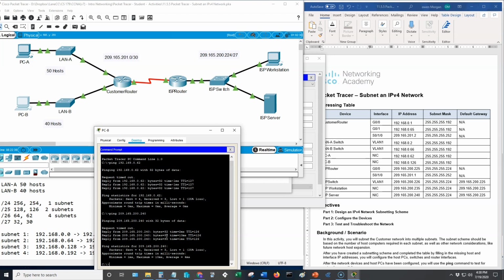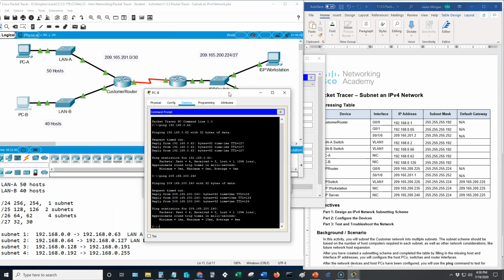You can, if you'd like, go ahead and test your other devices to see if they're working correctly. If they're not, just go back and make sure that you've got the correct settings for those devices based upon the diagram that we've completed here. This ends this video.